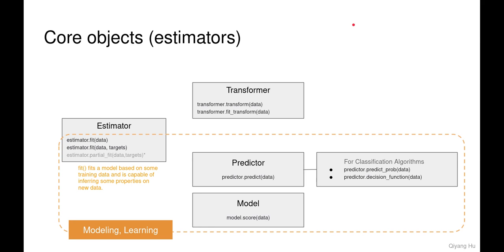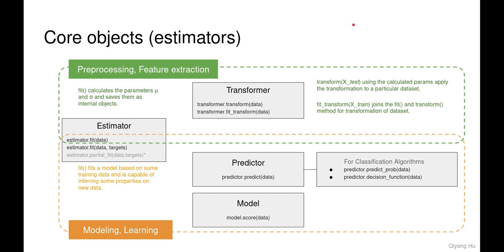The fourth core object is named transformer. Transformer objects implement transform and fit_transform methods for filtering or modifying the data. Basically, transform applies the transformation to a particular dataset using the calculated parameters, while fit_transform joins the fit and transform methods together for transformation of datasets.